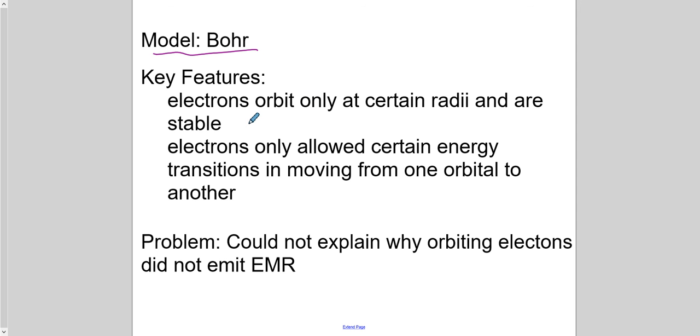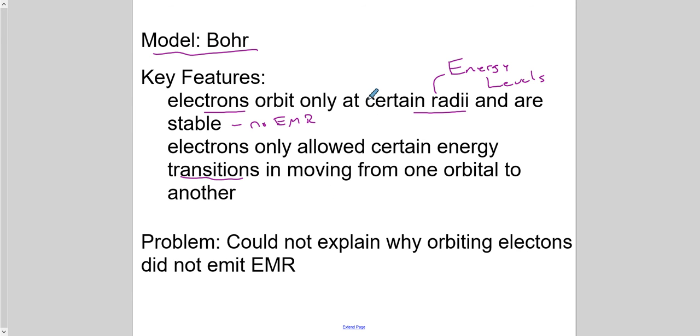Now, the Bohr model has for its key features electrons orbiting at only certain radii, or it would probably be better, as you'll see, to talk about these in terms of energy levels. So you can have electrons orbit in certain energy levels, and at those points they're stable. So no electromagnetic radiation is being emitted as long as they're in a stable radius or stable energy level. And the electrons are only allowed certain energy transitions, so they can move from one orbital to another, one energy level to another. And when that happened, they gave off this characteristic photon of a certain energy.